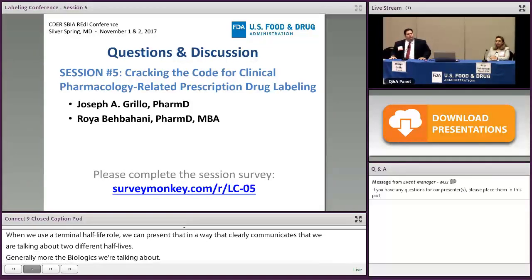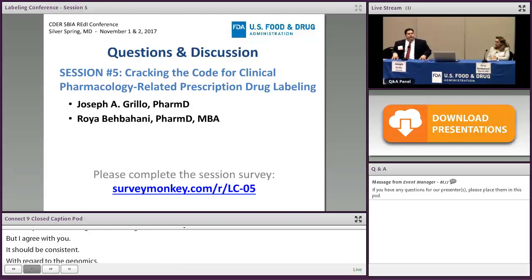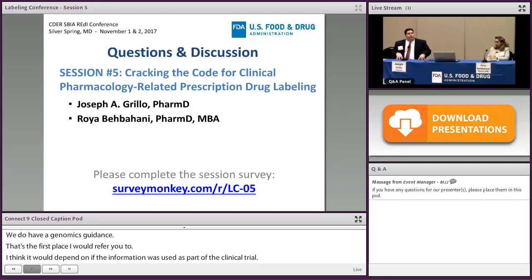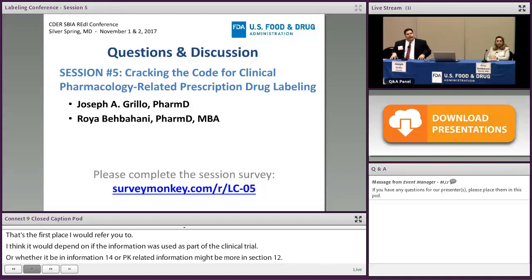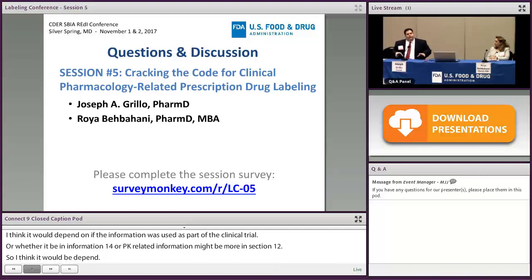With regard to the genomics, we do have a genomics guidance, so that's the first place I would refer you to. I think it would depend on whether the information was used as part of the pivotal trial, in which case it would be in section 14, or if it was more PK-related information, it might be more in section 12.5. So I think it would depend, and again, that would be a case-by-case kind of thing. But as far as the ClinPharm genomics information and where it should go in 12.5, I would refer you to the genomics labeling guidance.